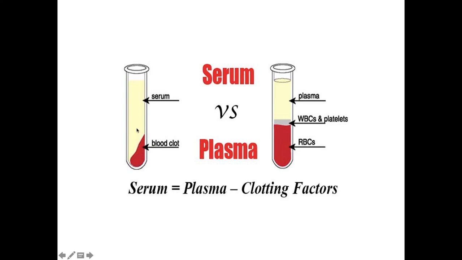So what is serum? Serum is always found when the blood has clotted. So it is plasma minus the clotting factor. So when serum is there, the blood is always clotted, and when the plasma is there, the different elements of blood can be clearly seen, the RBCs, the WBCs and the platelets and the plasma.